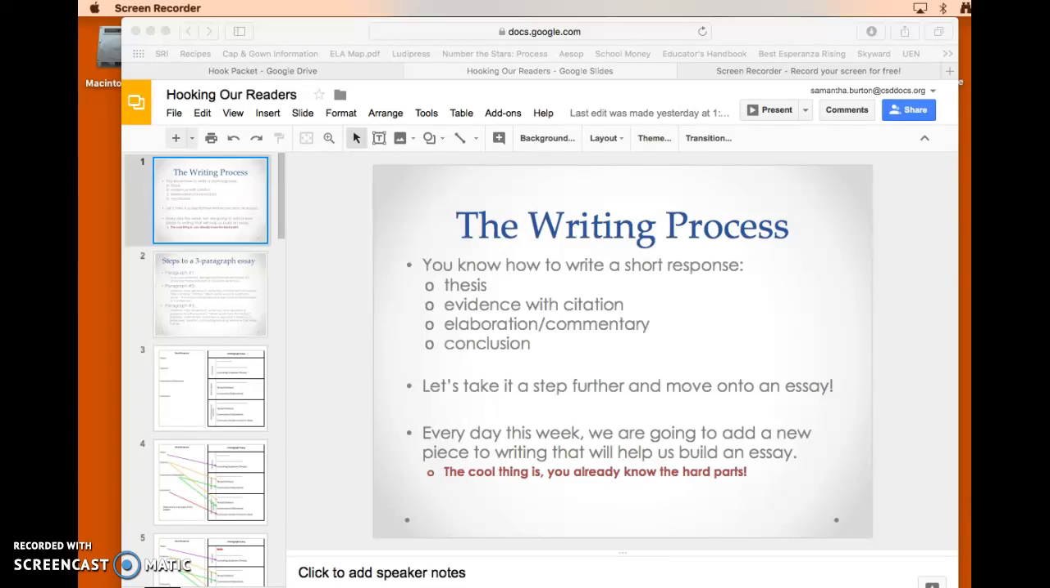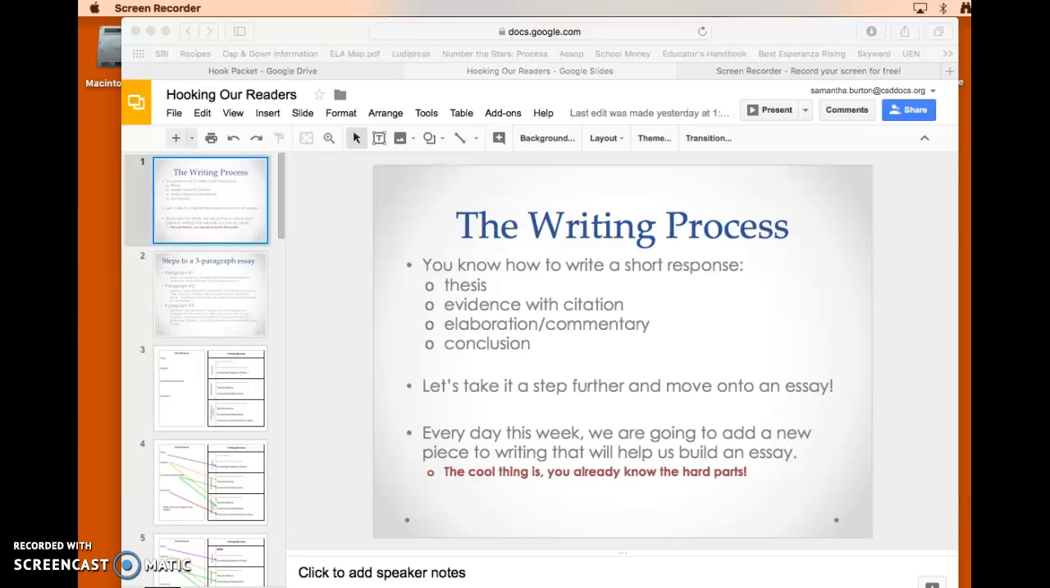Hi guys, happy Tuesday. Hopefully you guys are ready to start the writing process and start learning how to write an essay. Well, we already know how to write a short response. You guys know what a thesis is, you know what evidence, what the citation is, you know elaboration and commentary, and you know what a conclusion is.